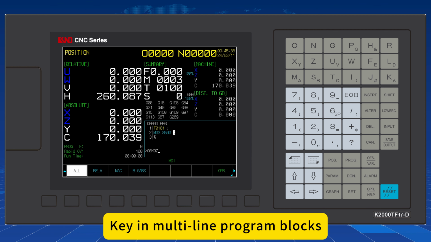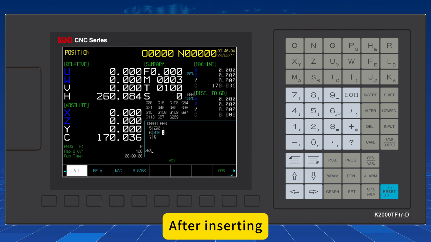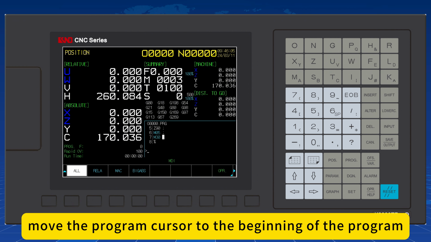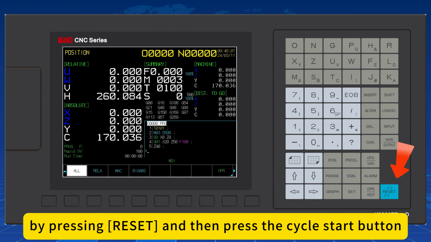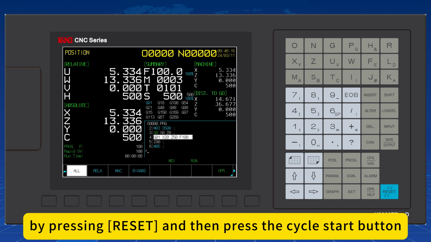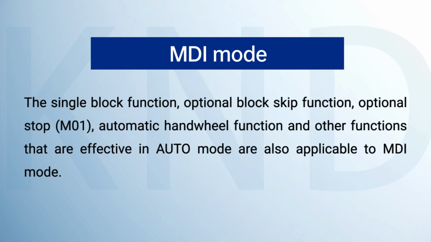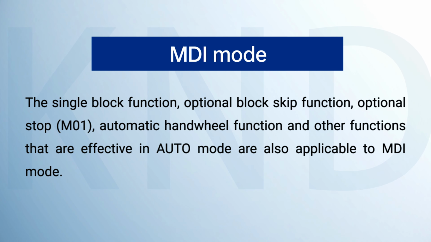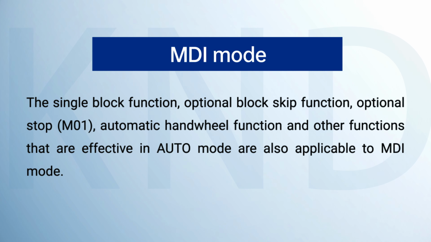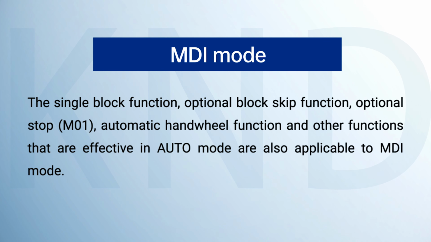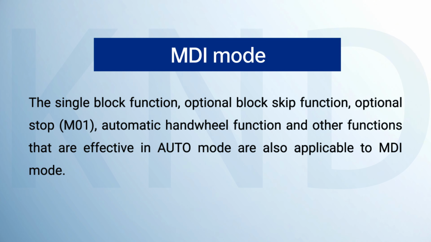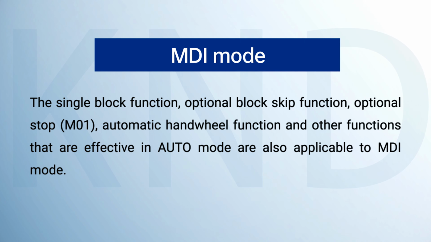Key in multi-line program blocks. After inserting, move the program cursor to the beginning of the program by pressing reset, and then press the cycle start button. The system will start running from the beginning of the program line by line. In addition, the single block function, optional block skip function, optional stop, automatic handwheel function, and other functions that are effective in auto mode are also applicable to MDI mode.